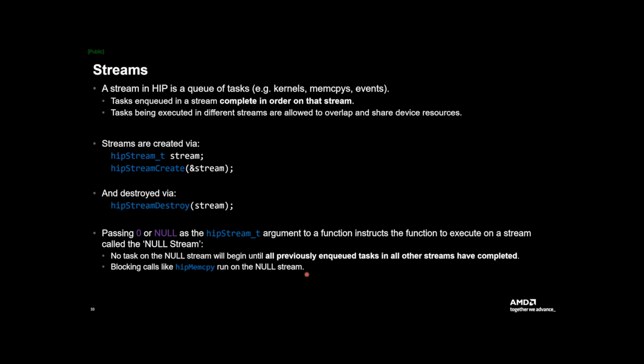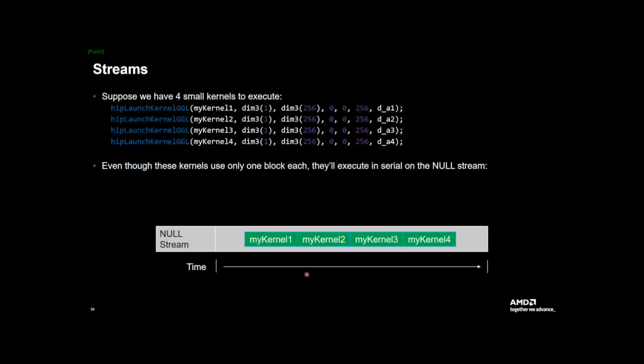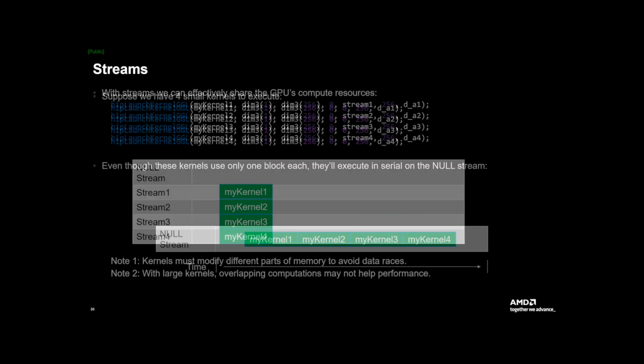Let's discuss a bit more about streams. Let's say we have 4 small kernels, and I use no stream. You see here it is 0, 0, 0, 0. Even though these kernels use only one block each, they will be executed in serial on the null stream. Of course, this is a demonstration. It doesn't mean that there is no gap between them or something else. Here they are equal, and we don't know what a kernel equals, let's say time taken, but maybe something different. This is a demonstration only.